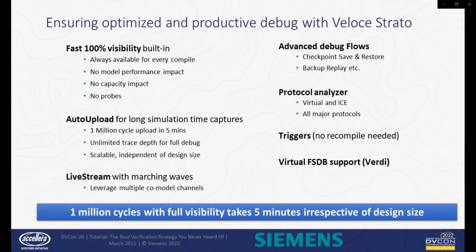So in summary, you can have 1 million cycles with full visibility, which takes 5 minutes, irrespective of your design size.